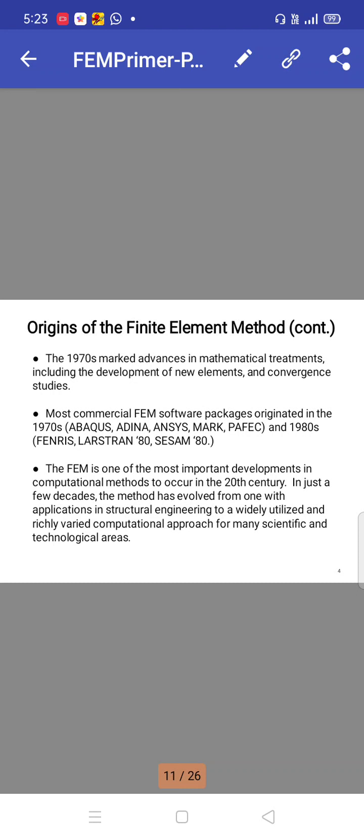In the late 1960s and the early 1970s, the method was applied to a wide variety of engineering problems. The 1970s marked advances in mathematical treatments, including development of new elements and convergence studies. Most commercial FEM software packages originated in the 1970s: Abaqus, Adina, ANSYS, Marc, and others. FEM is one of the most important developments in computational methods to occur in the 20th century. In just a few decades, the method has evolved from one application in structural engineering to a widely utilized and richly varied computational approach for many scientific and technological areas.